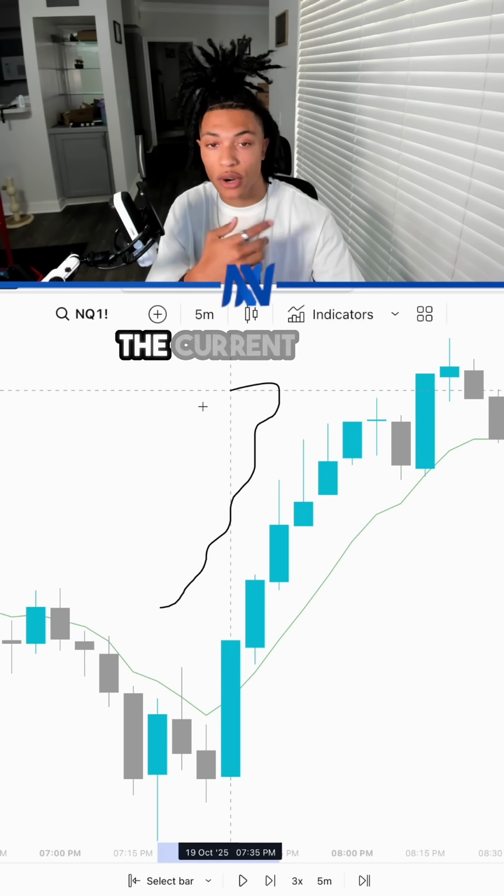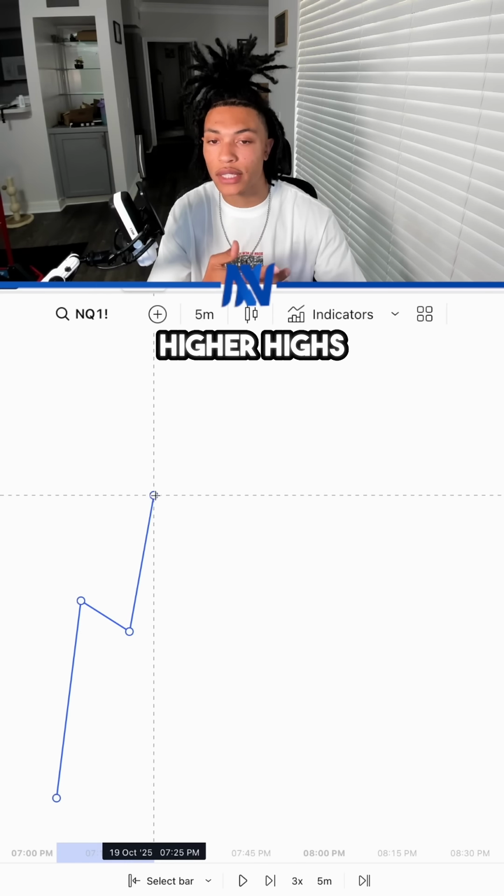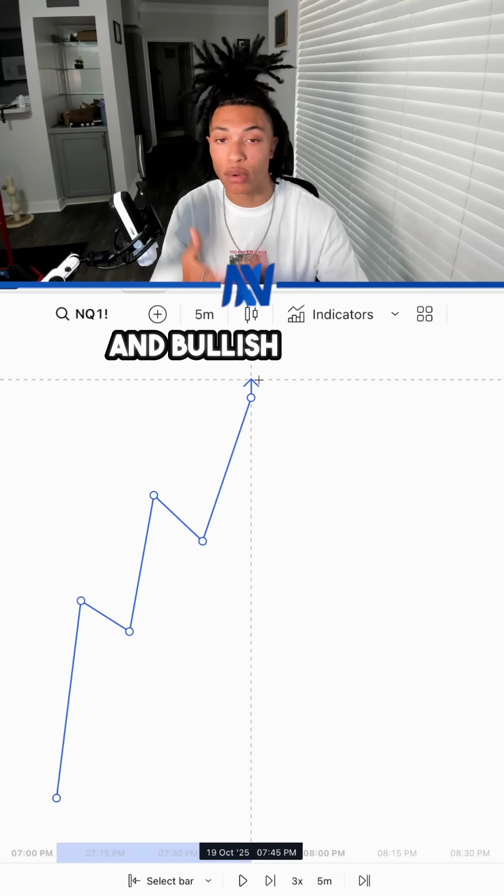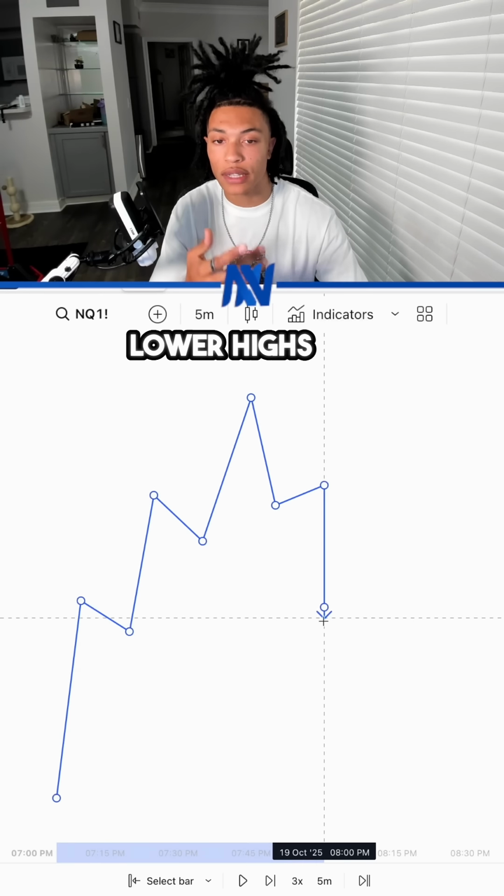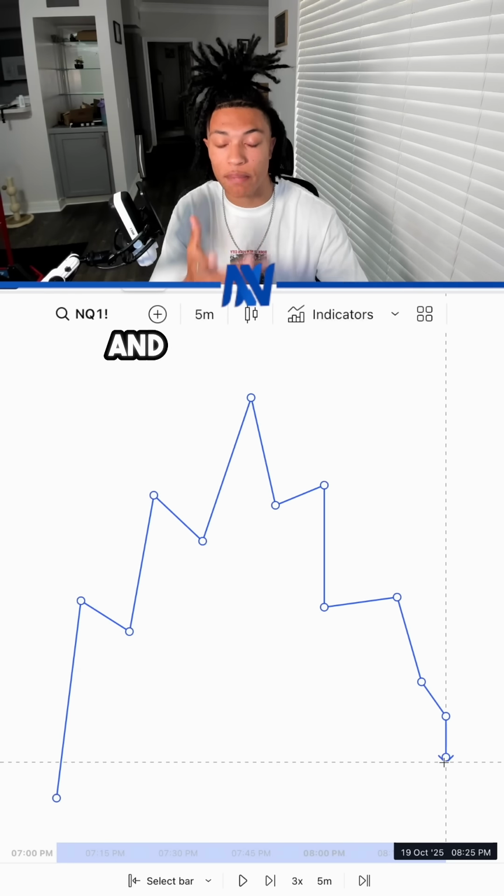Firstly, we need to establish the current trend of the market. If price is making higher highs and higher lows, then we're looking at bullish entries and bullish market momentum. And if it's making lower highs and lower lows, we're looking at bearish entries and bearish market momentum.